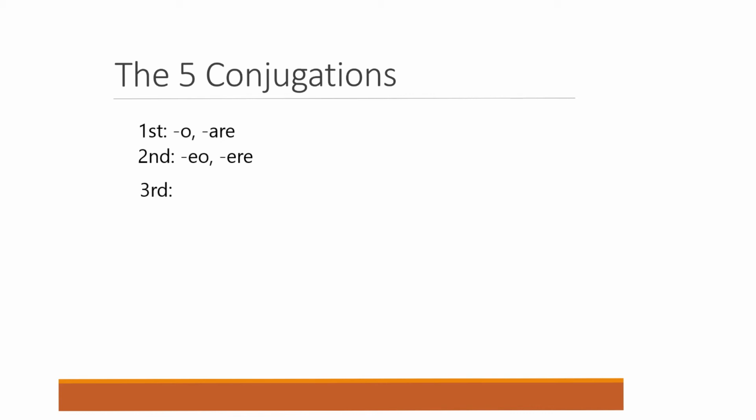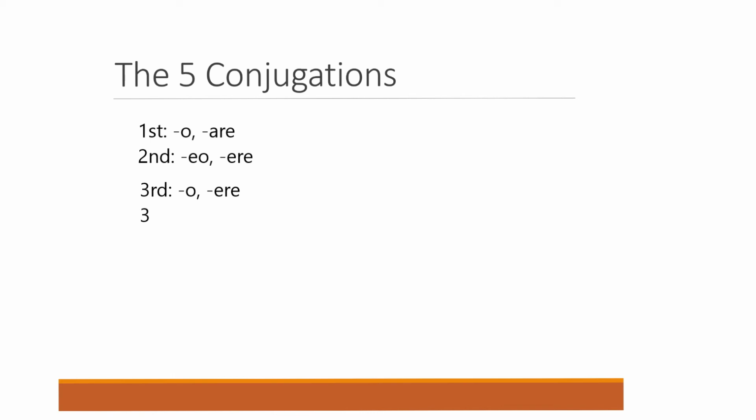Third is going to be O again, short ERE this time. Okay, so that E now is going to collapse into an I when you add the ending. So words like lego, legere, I read. That E is going to collapse into an I to be legit, as you've seen before.